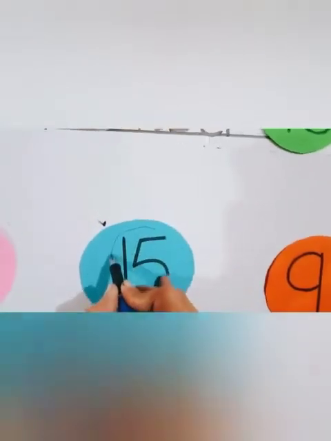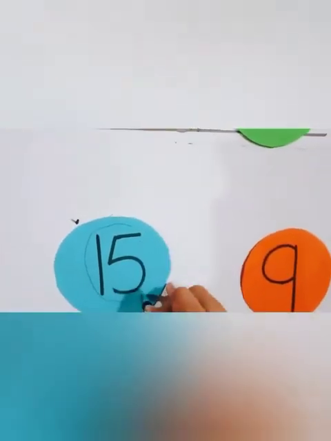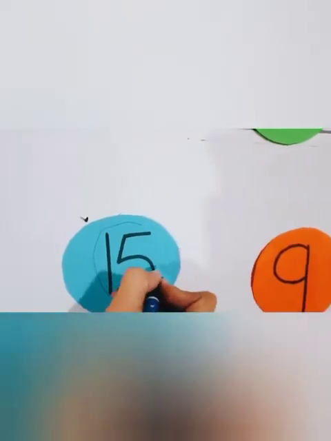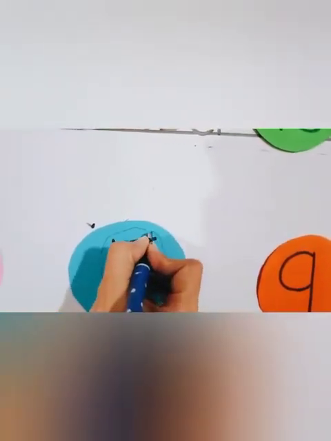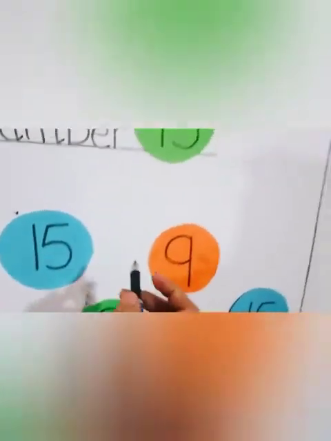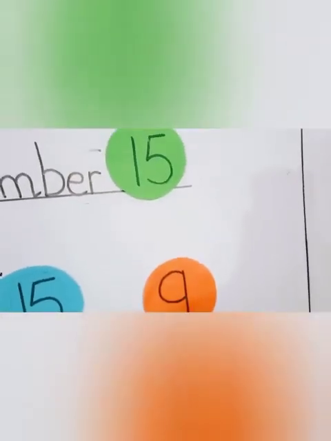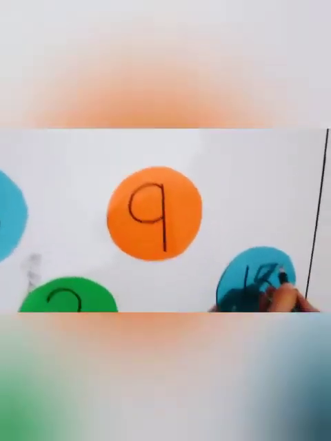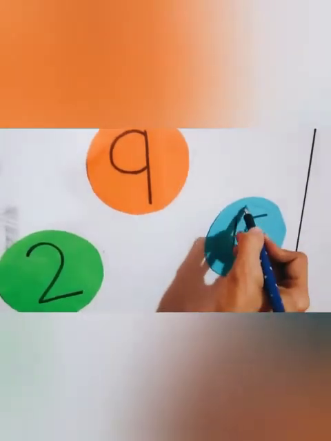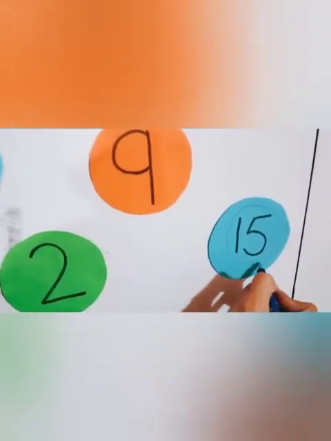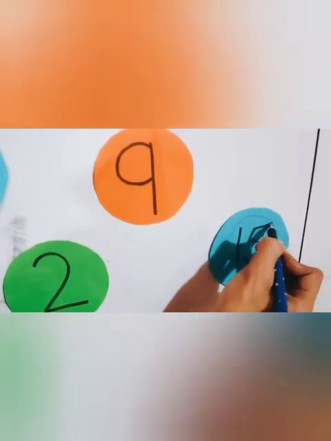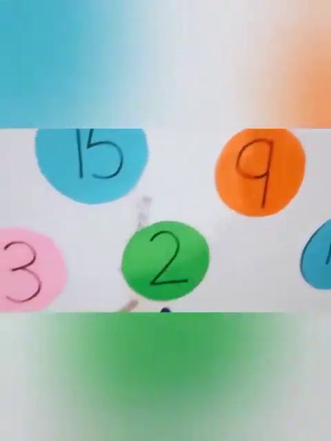So we circle the number 15. Okay, is it same? No, this is not number 15. Yes, this number and this number is same. So we circle the number 15. Now this number is 9, this number is 2, 3, not number. Yes, here is number 15.